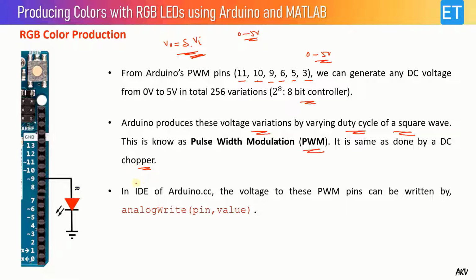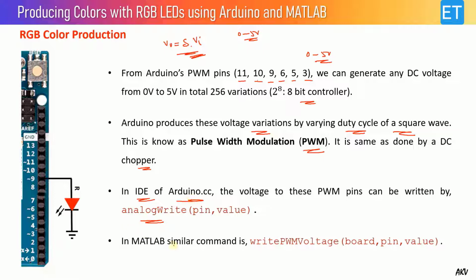And this type of variable DC output you can create with the help of this command, that is analogWrite with the pin and the value, in the original programming IDE of Arduino.cc. And a similar action you can achieve in MATLAB also with the help of this function, that is writePWMVoltage. This is the board variable, this is the pin number and then the value. Suppose here I am using pin number 9, so you will write like this, 9 and then 5. 5 means 5 volt. You can give 0 volt or you can give any voltage in this range 0 to 5.